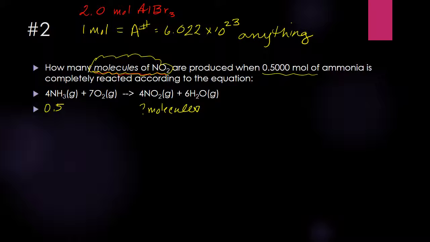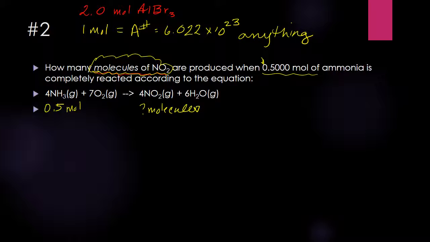Trailing zeros after a decimal are always significant, whereas a leading zero does not matter at all. But to save some space, I'm not writing it here. I'll check the sig figs later, I promise. So we have 0.5 moles of ammonia. So what is your plan to solve this problem?